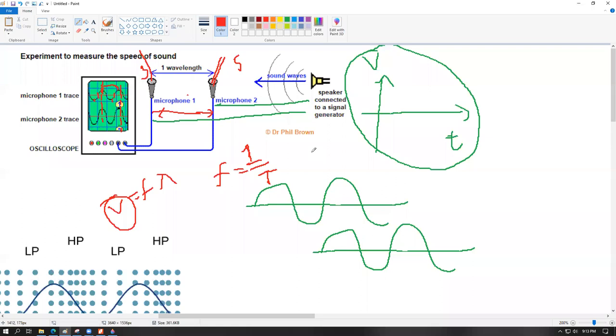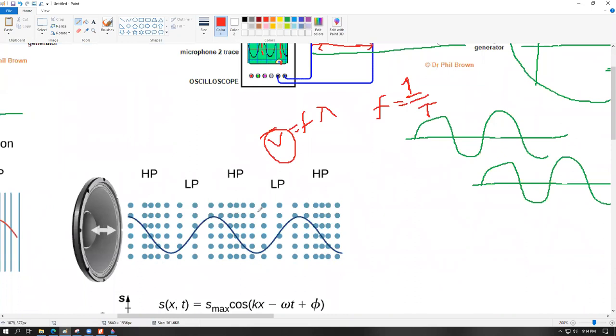This figure, on the other hand, is a more appropriate representation. At the compression regions, you have really high pressure. At the rarefaction regions, you have low pressure. Understood? Yes, sir.